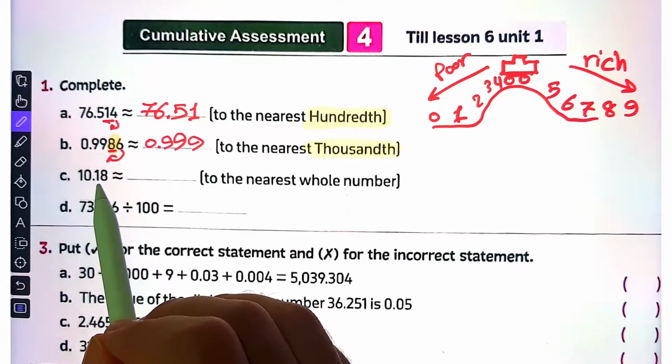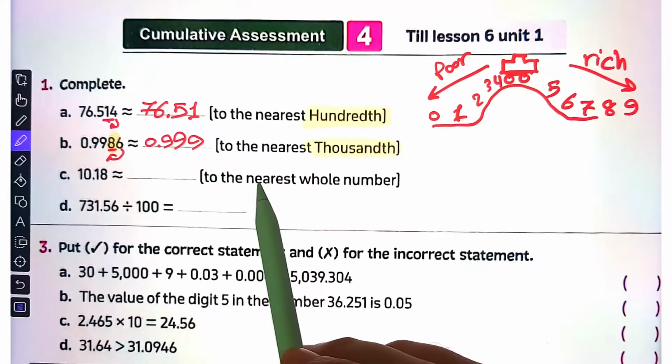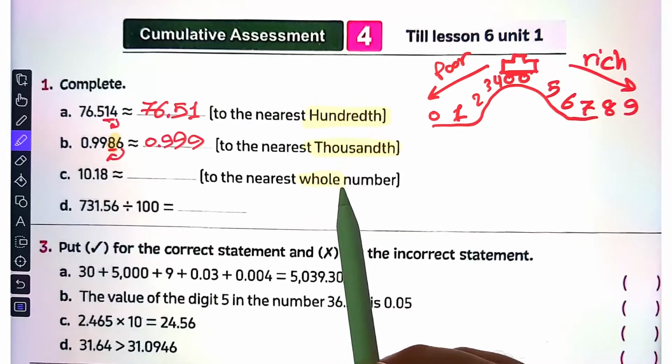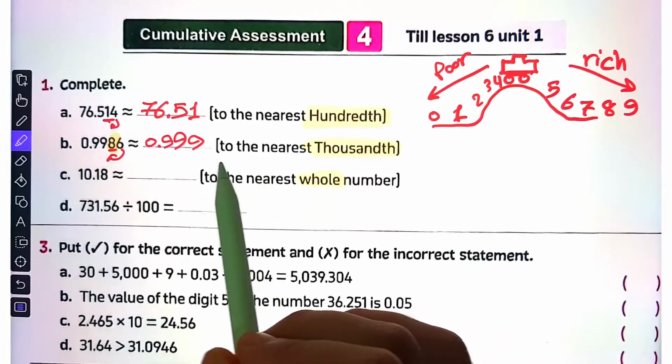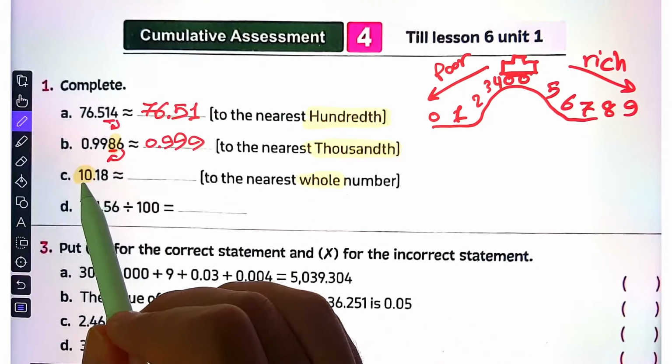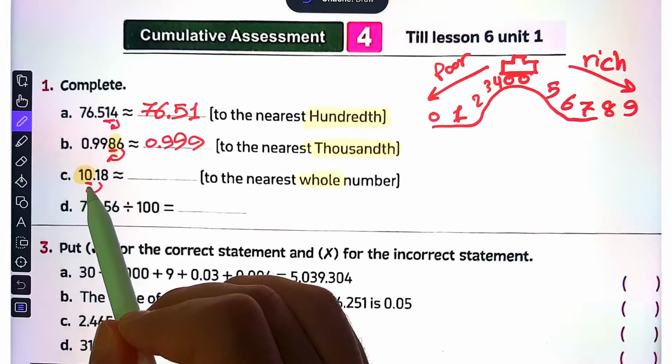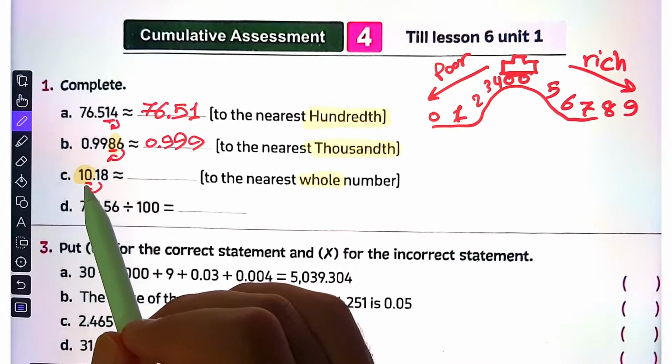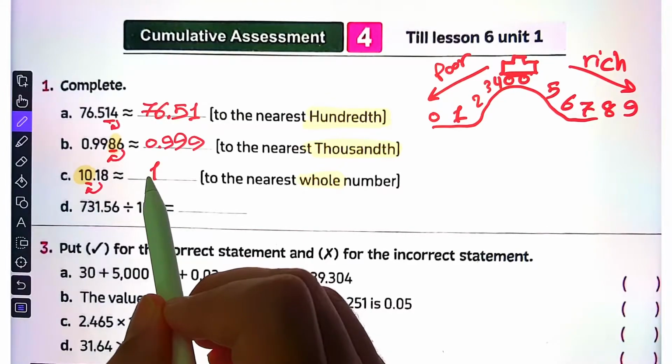10 and 18 hundredths to the nearest whole number. Whole number means to the nearest ones. Underline ones. Can 1 give 10 any more digit? No. So the answer will be 10 as it is.